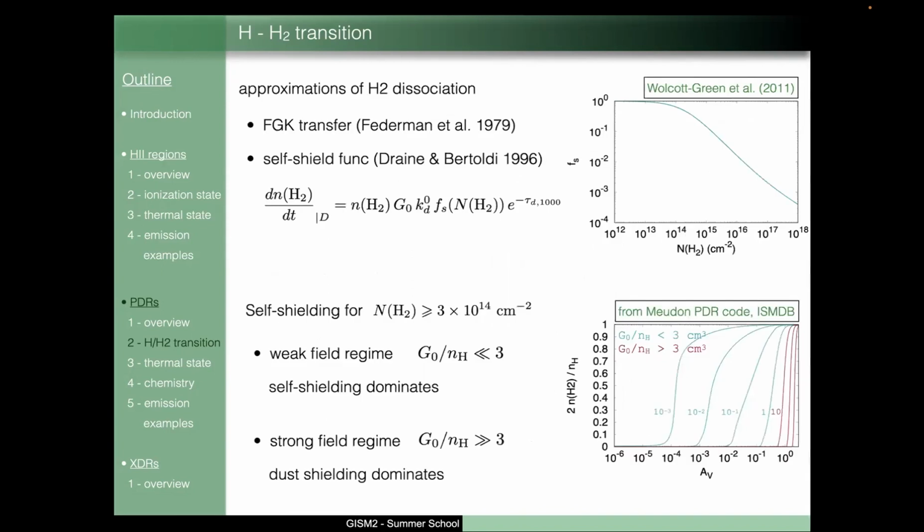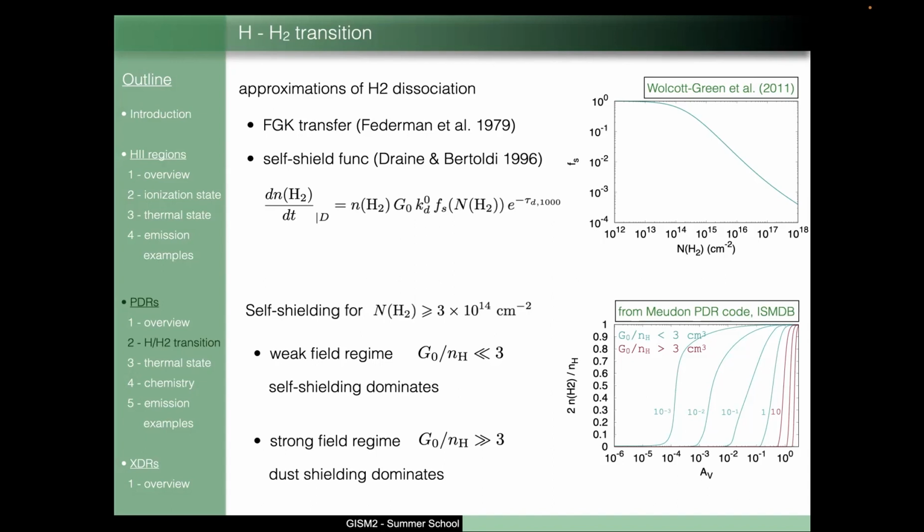To do that, we need to try to simplify the rate of photodissociation. This has been done by several people, but the most useful for this lecture is the simplification done by Draine and Bertoldi in 1996. They wrote the rate of photodissociation of H2 in a much simplified manner. They basically said that the dissociation of H2 is the dissociation of H2 at the border of the PDR multiplied by two terms: one that accounts for the absorption of the radiation field by dust in this range, which is assumed to be constant, and one that accounts for the H2 self-shielding.